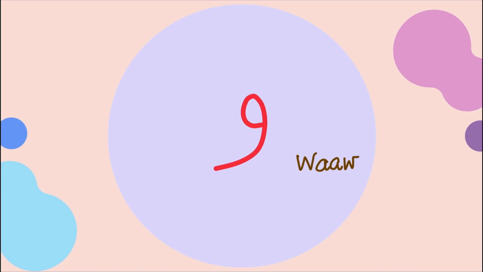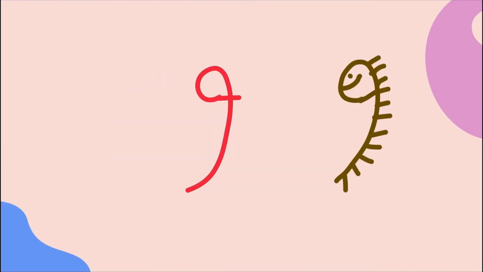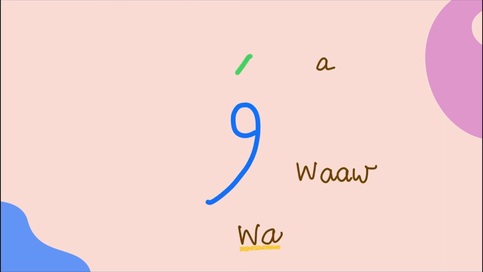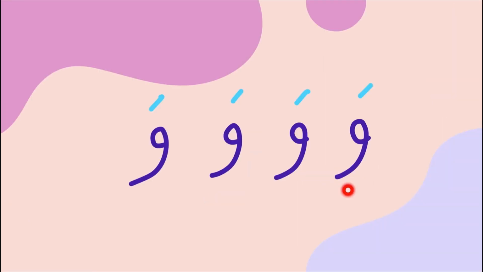Our last letter for today, the last loopy loop letter, is the letter Waaw. The letter Waaw makes the W sound and it looks like a worm. Waaw with the fatha makes Wa. Wa, wa, wa, wa.